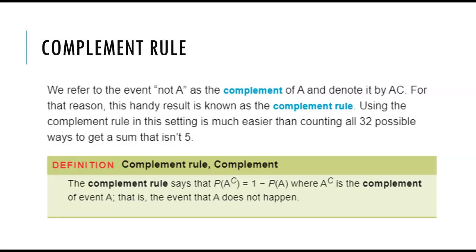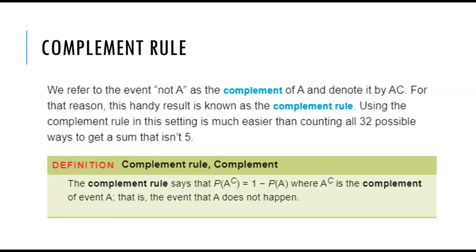This is what we call the complement rule. We refer to the event not A as the complement of A and denote it by A^C. Sometimes the C will be a superscript, a small letter up above the A. This is known as the complement rule.